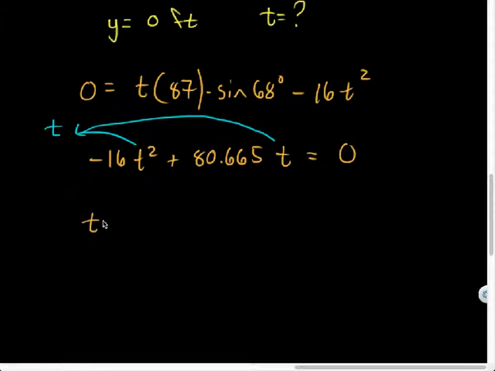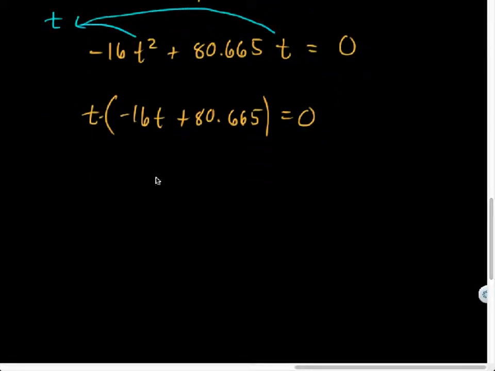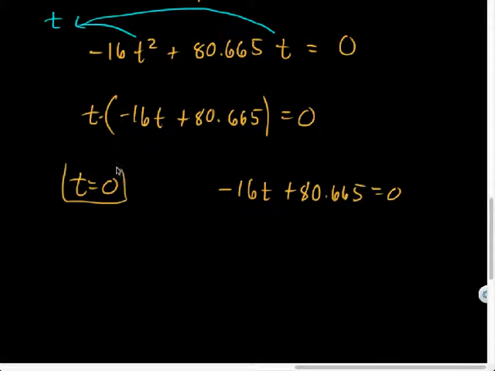And actually, this will be more interesting. It's t times negative 16t plus 80.665 equals 0. So I've factored this, and the benefit is now I've got 2 things that multiply to be 0. Therefore, one of them is equal to 0. So either t equals 0 or negative 16t plus 80.665 is equal to 0. This one's already solved. Wait a minute, t equals 0.